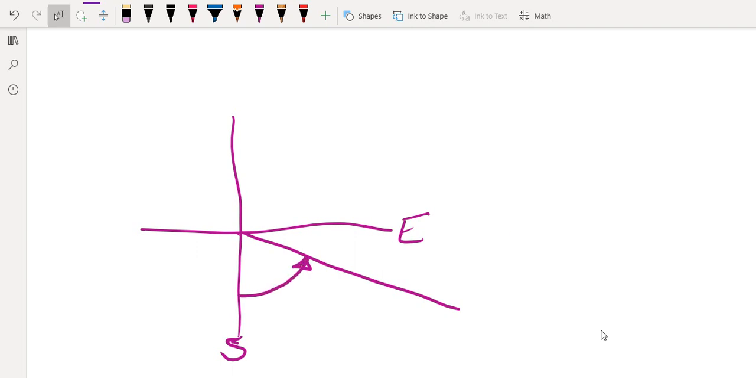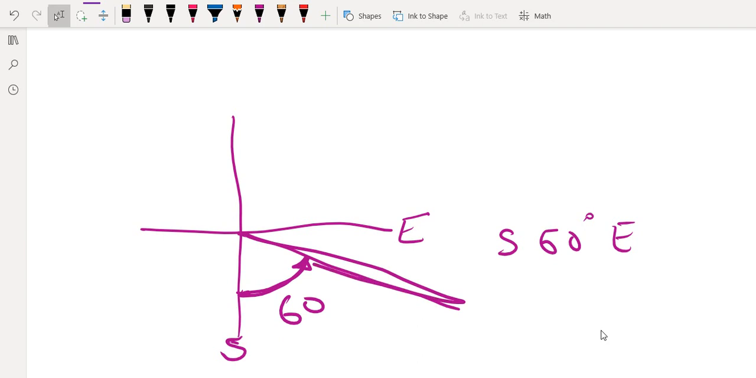Towards the east. So if I say south 60 degrees east, it means turn 60 degrees from the south towards the east, and then when you get 60, rule a line. Do you get that? Yes. So that is the angle represented here, and we know that this is the right angle, right? So this other angle becomes what? 30 degrees. We get that? Yes.